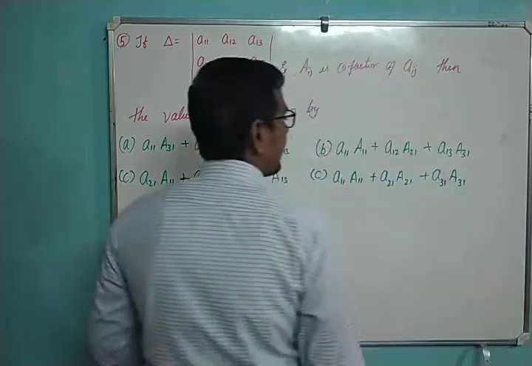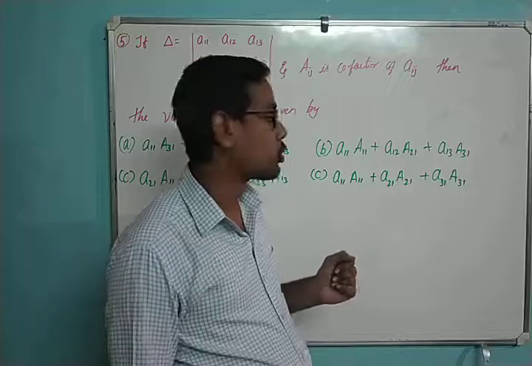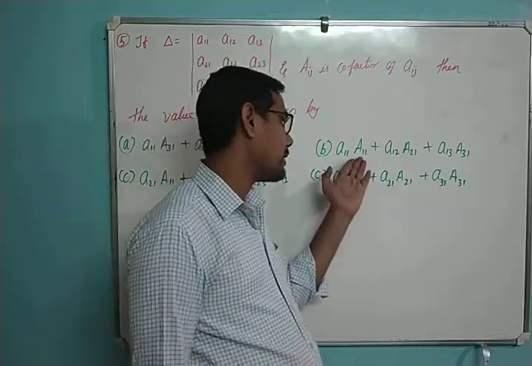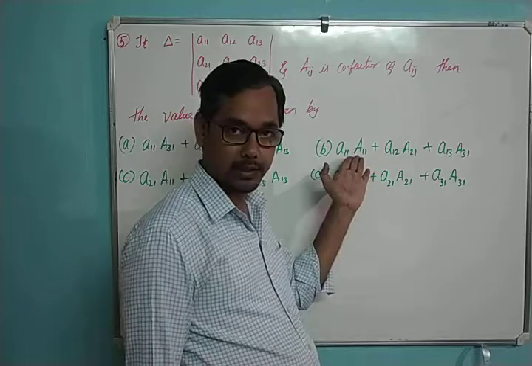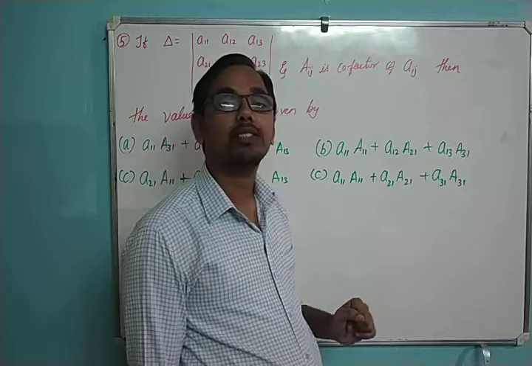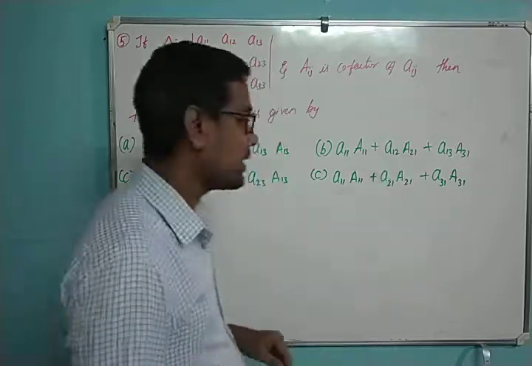And here A11, A12, A13. Once again, these are the elements of the first row. Let us check whether we have the cofactors of the first row. A11 is the cofactor of the first row. This is correct. A21 is not the cofactor of the first row. A21 is what? Cofactor of second row and first column. So this is not possible. So this option is ruled out.